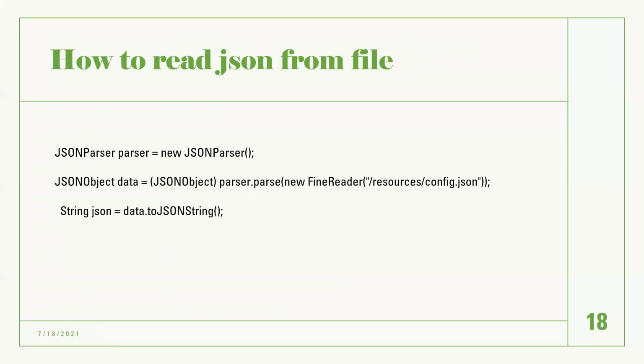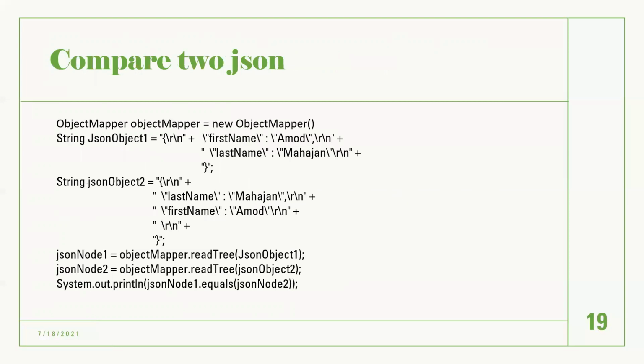How to read the JSON from a file? Okay, you'll create a JSON parser object. Using that JSON parser, you will create a new file reader where you give the JSON file path. Then that will be converted by the parser to a JSON object. Then you can read it. As we go on, I'll show you while programming how we can read the JSON file. Okay, it will be more clear.